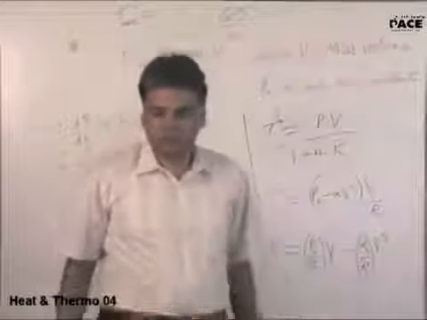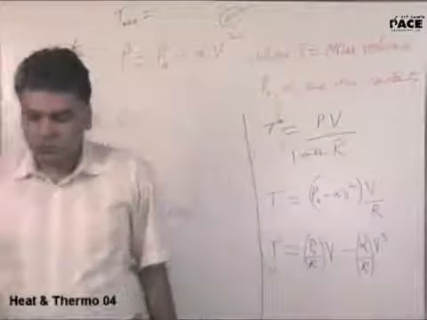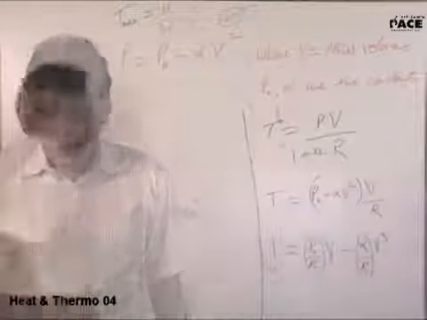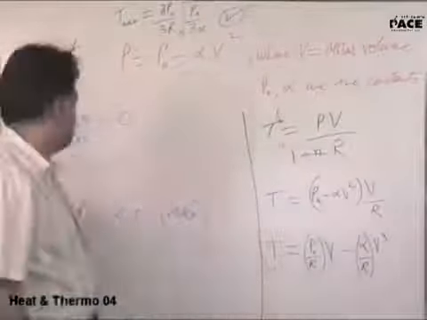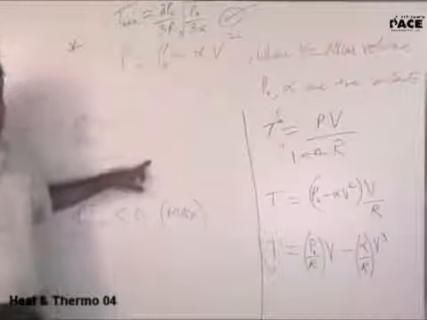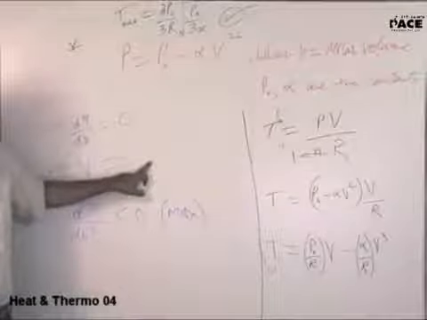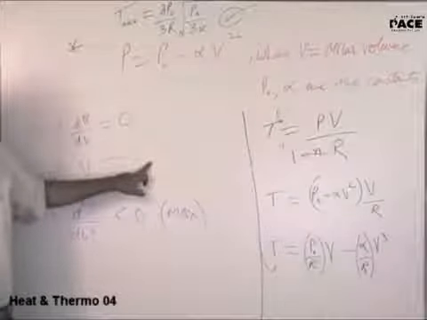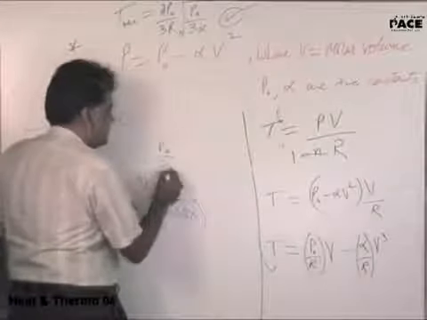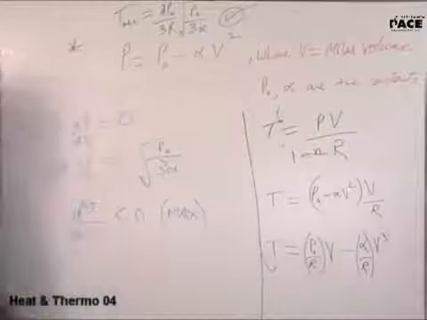Alpha by RCC. 2 P naught by 3 R, under root P naught by 3 R. Do you get that? Whoever got this answer, just give me what volume you got. Sir, under root of P naught by 3 alpha. Under root of P naught by 3 alpha, is that it? Okay, are you getting this?